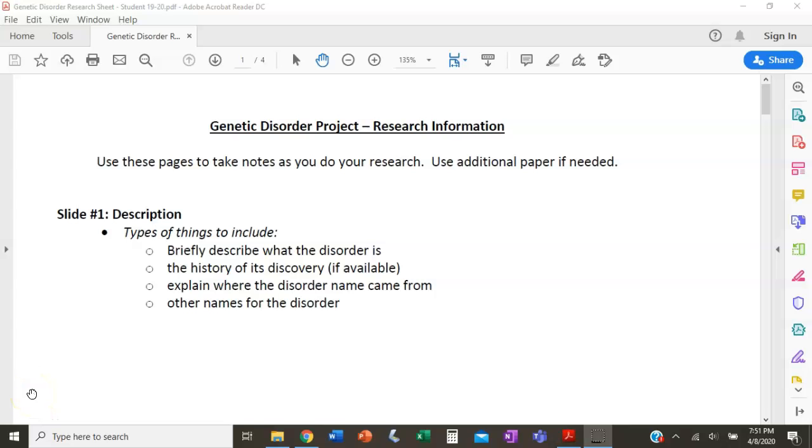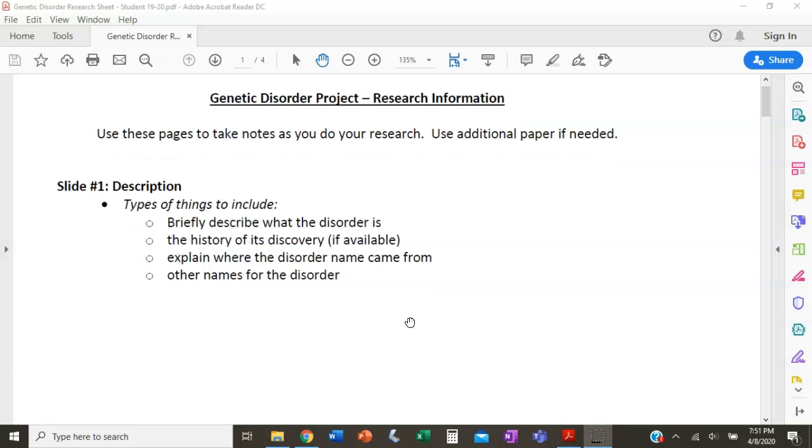All right, hello everybody. Today we're going to start taking a look at actually using your research sheet and taking a look at the different types of topics you need to research when it comes to your genetic disorder, and where it is you can find some of this information. So I've provided you with some websites that have some really good information, but I'm going to show you a little bit about how to use those websites and just how helpful they may be.